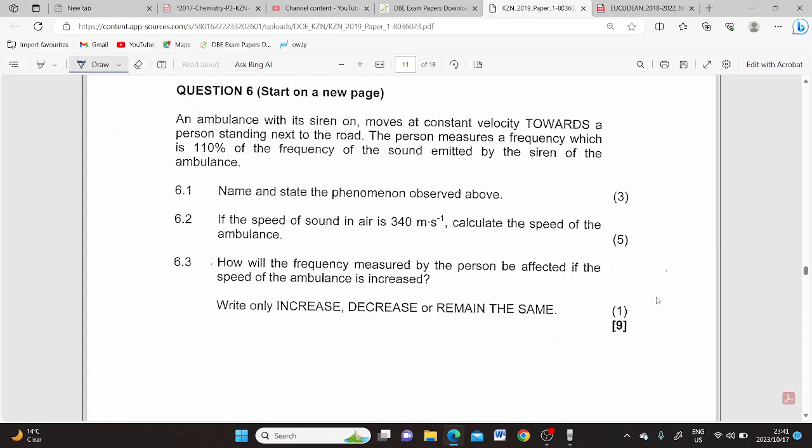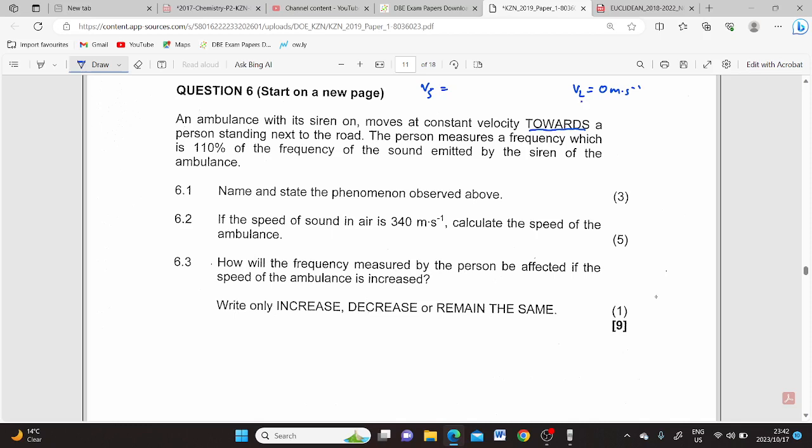Another Doppler effect. Let's say an ambulance with its siren on moves at a constant velocity towards a person standing next to the road. So the source is moving, but the velocity of the listener is 0 meters per second. And then let's talk about the frequency.